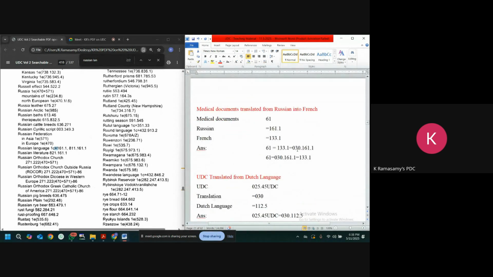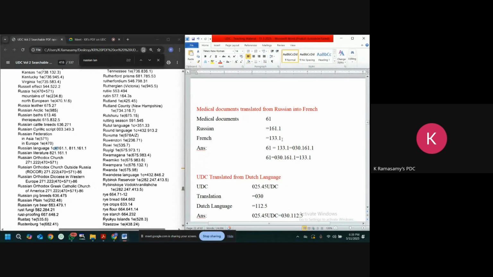Think about this subject: medical documents translated from Russian into French. So we know both the source language and the target language. Source language: Russian. Target language: French. The books originally written in Russian are translated into French. What is the number for Russian? Equal to 161.1. What is the number of French? Equal to 133.1. We have found out.